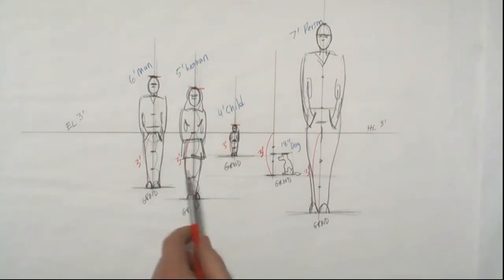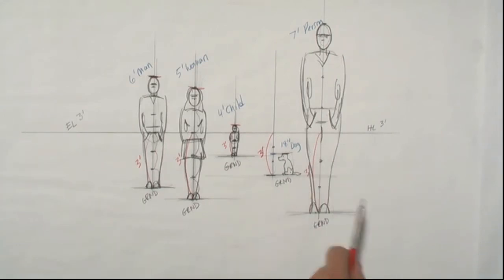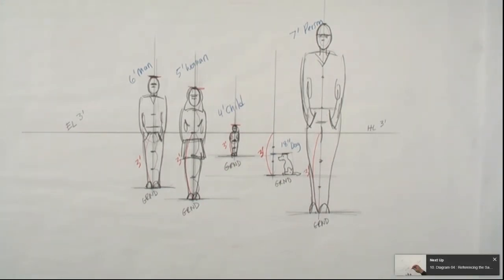Okay? So 6-foot man, 5-foot woman, 4-foot child, 18-inch dog, 7-foot very large person. Okay? And that's how you do different sized people in different parts of the picture plane, all gauged off a particular height of eye level. Our eye level in this case was 3 feet. Okay? Okay, so we'll go on to the next one then.